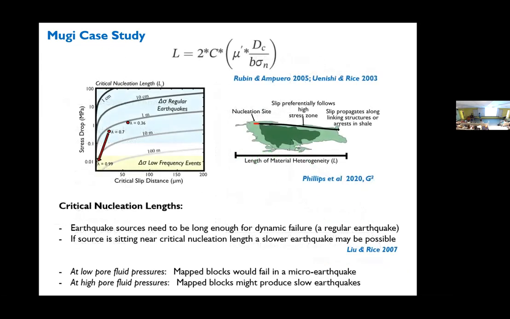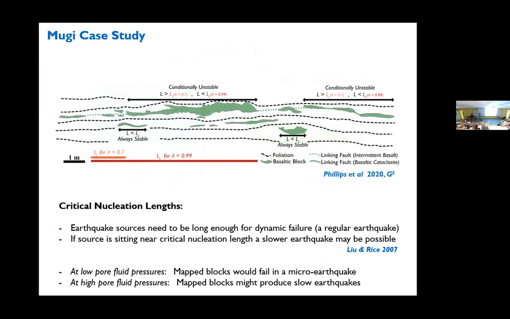So we hypothesized that these altered basaltic blocks could be kind of little sources of LFEs, and then linking these together could form a larger magnitude slow earthquake at very high fluid pressures, once the blocks were sitting close to this critical nucleation length scale.